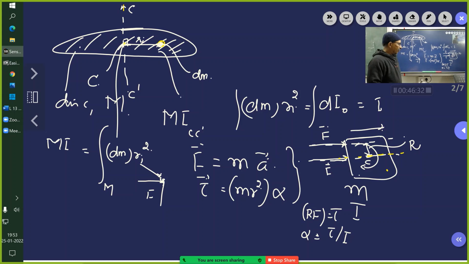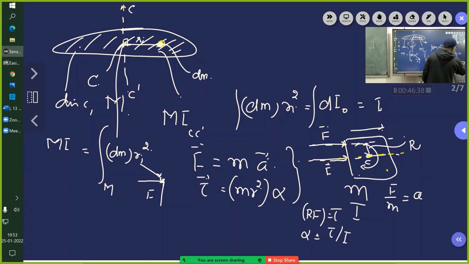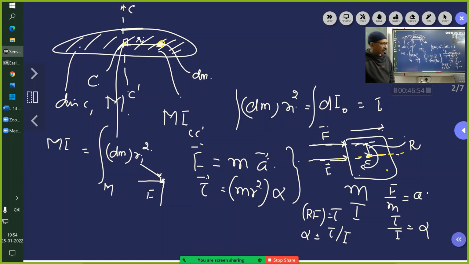As far as the translational acceleration is concerned, F by M will be a. Here, tau by I will give you alpha. So you will have to see that both these things happen because of the application of force. Am I done, friends?